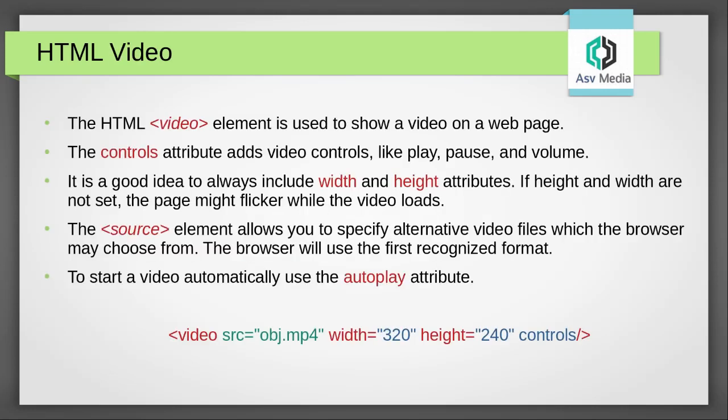So HTML videos. The HTML video element is used to show a video on a web page. The video element is something like this: starting angle bracket, then video, then closing angle bracket. The controls attribute adds video controls like play, pause, volume, etc. It is a good idea to always include width and height attributes.